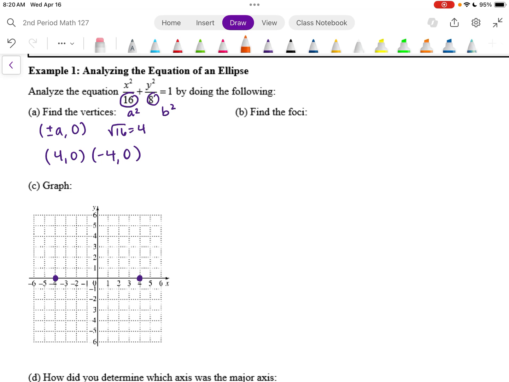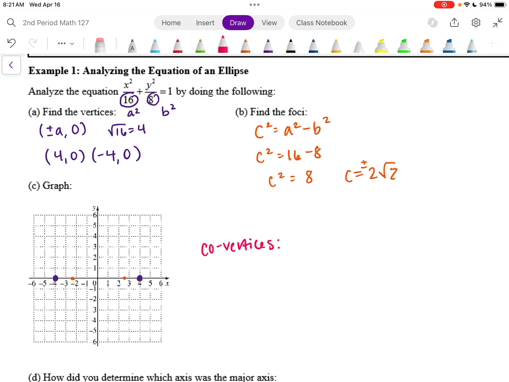All right, to find the foci, we're going to say c squared equals a squared minus b squared. So c squared equals 16 minus 8. So c squared equals 8, which means that c equals 2 square root of 2, plus or minus. So which is somewhere, obviously, in here. Okay? You don't have to do this, but I like to do this to help me figure out what my shape is going to look like.